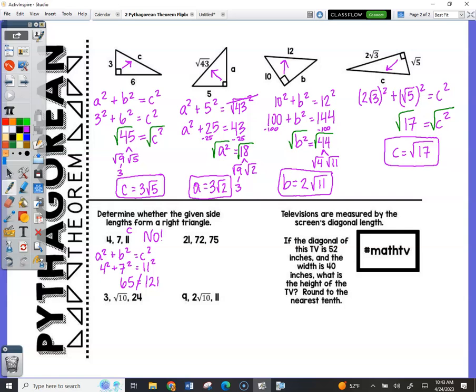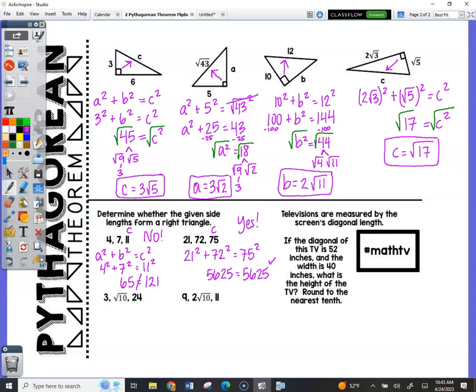All right, let's do 21, 72, 75. Which one has to be C? 75. Plug it in. So 21 squared plus 72 squared equals 75 squared. What's the left become? 5,625. There's not a lot of work to show, but I need to see this. What's the right become? 5,625. So do they equal? Yep. So then the answer is yes. Those 3 numbers could describe the lengths of a right triangle.